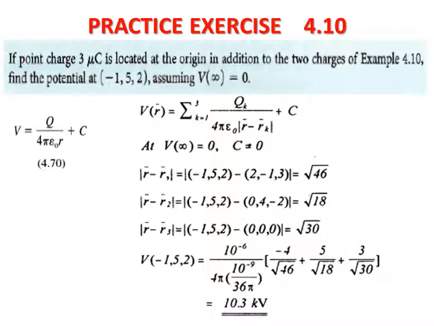V(r) is equal to the summation from k equals 1 to 3. So we have three charged particles and a constant C, because we assume zero at infinity. When we put in all the values, we can get |r minus r1|, |r minus r2| and |r minus r3|, which are square root of 46, square root of 18 and square root of 30. We combine all that, put it in the formula and solve, and we have the final value of electric potential, which is equal to 10.3 kilovolts.